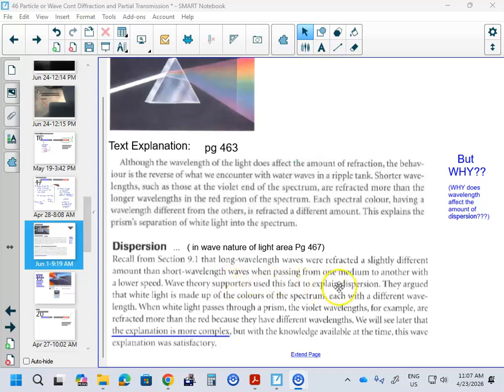So wave theory supports the idea of dispersion in general, and people argue that light is made up of all the colors of the spectrum, and they all bend by a different amount, and so on. Now they do say here, we'll see later that the explanation is more complex, but basically, it's a pretty satisfactory explanation that wave properties support the idea of dispersion.